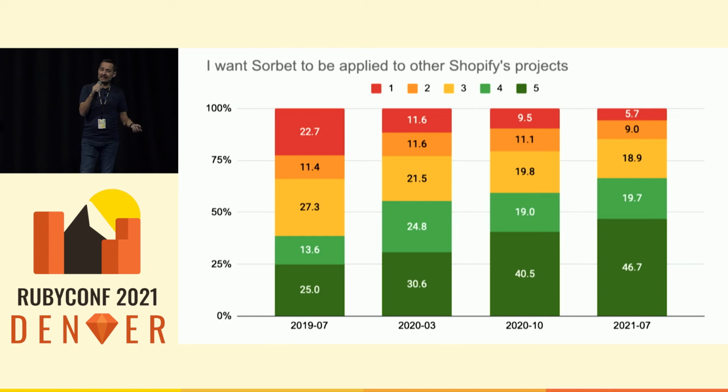We've also been asking them if they wanted Sorbet to be used and applied in other Shopify projects that are outside our core monolith. Again, originally people weren't really hot on that, but over time, they see the benefits, they understand the benefits, and they've been asking for Sorbet to be implemented in other projects, even without being triggered by our team. We are seeing adoption grow.